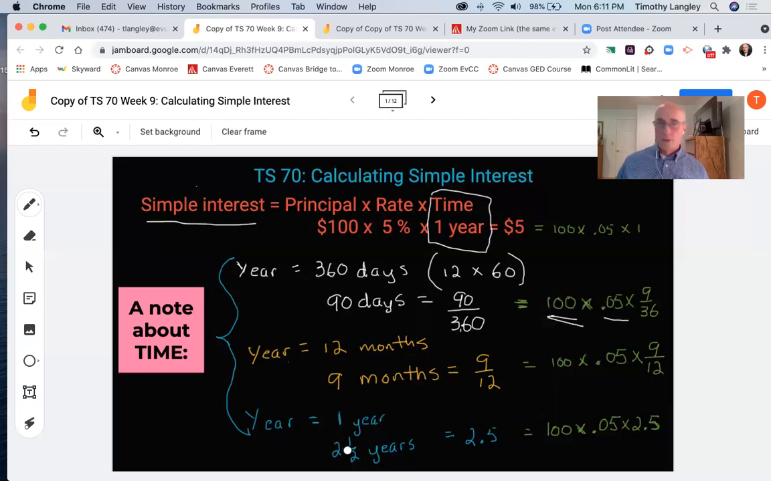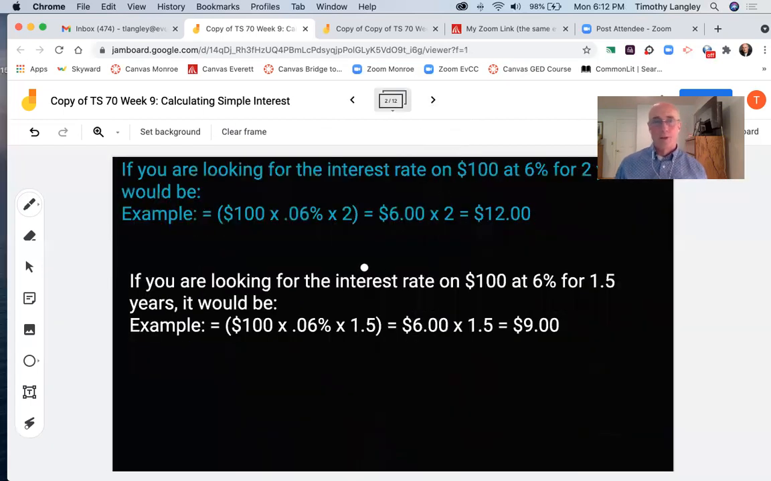But what if you had 2.5 years? Then it would be $100 times 0.05 times 2.5. So that's my little note about time, just to get that down in your notes, that if they give you less than a year, what do they give you? Months? Then express it as that many months over 12. Do they give you days? Express it as that many days over 360, not 365. All right, with that in mind, let's have some fun here.